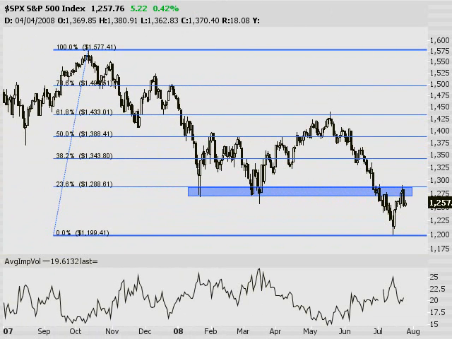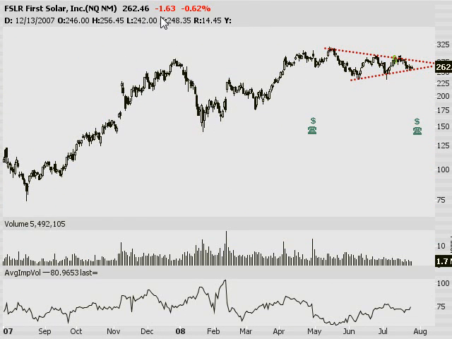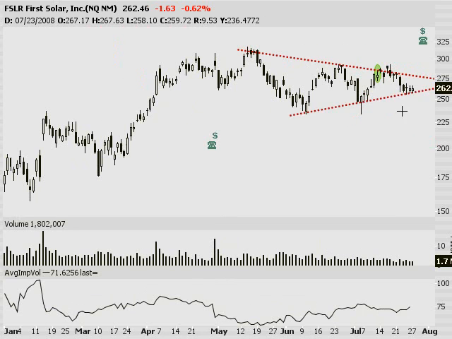Alright, now getting into price patterns, I do want to go over a couple of things. Number one, First Solar is still on the map. And last week we talked about this one. I'm going to zoom in here a little bit. Up here against resistance, betting on it to go down and test the lower end. Well, that's happened. We're getting pretty close to earnings here.